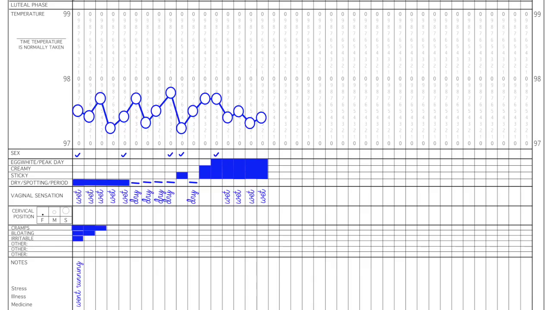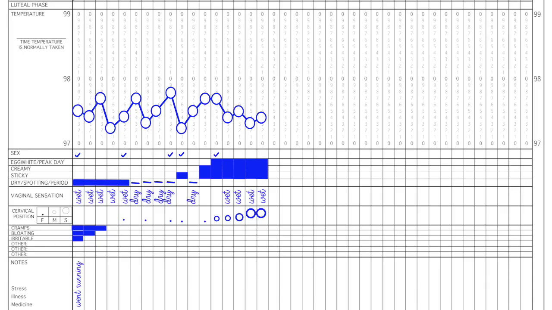As far as your cervical position goes, you should notice your cervix withdrawing back towards the uterus and opening up a little bit, getting a little bit softer, and that should usually happen in the couple of days leading up to ovulation. This is how you can pinpoint when you're about to ovulate, which can be very helpful, not only if you're trying to prevent pregnancy, but also especially if you're trying to achieve pregnancy.